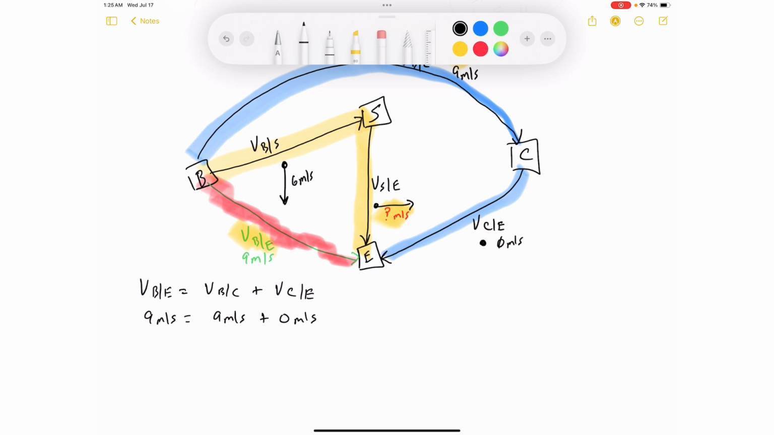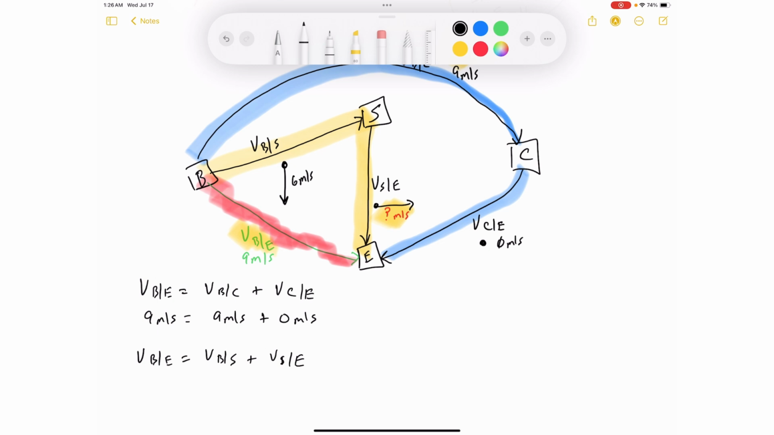So I'm going to say the velocity of the ball relative to the earth is equal to the velocity of the ball relative to the shortstop plus the velocity of the shortstop relative to the earth. Okay? So let's start from there. What is the velocity of the ball relative to earth?